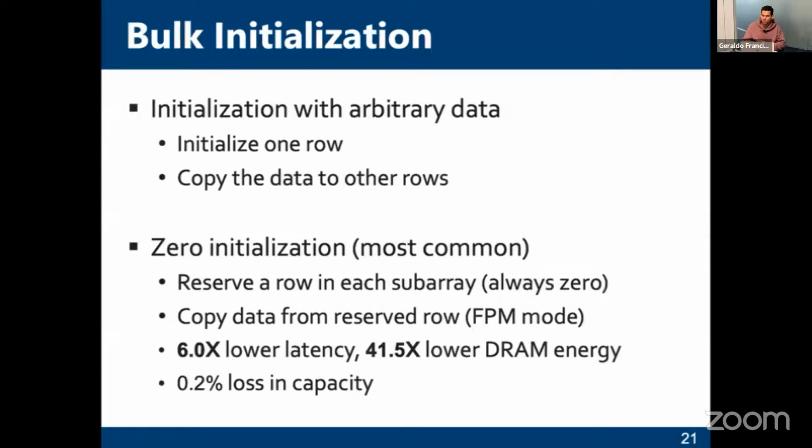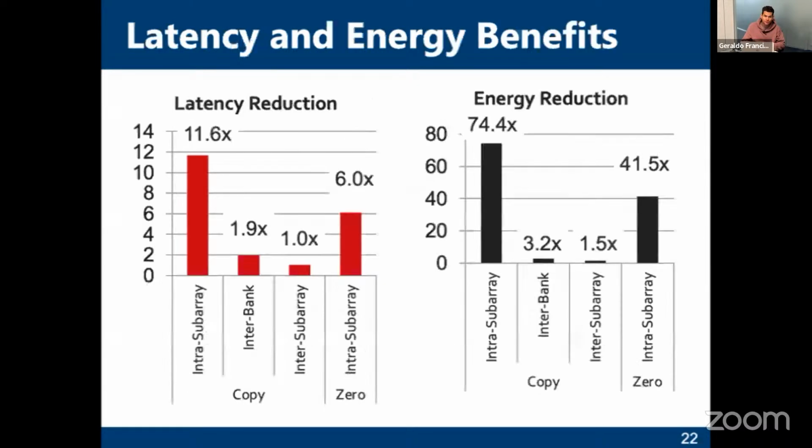Here we are going to reserve one row in each DRAM subarray with zeros. And then we can copy from this reserved row to destination rows using the fast parallel mode, which improves performance, reduces latency, and also reduces energy consumption, with negligible loss in capacity for the DRAM chip itself.